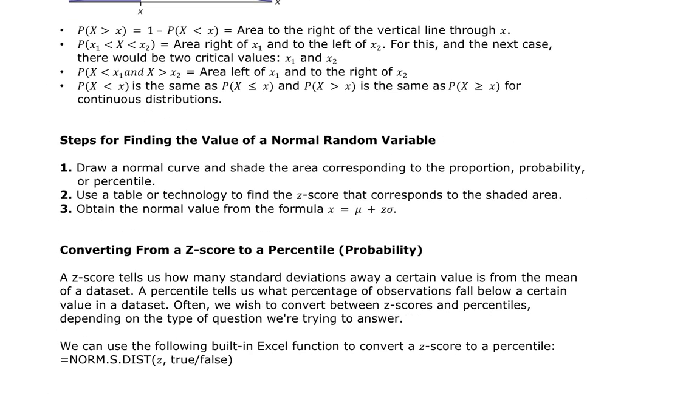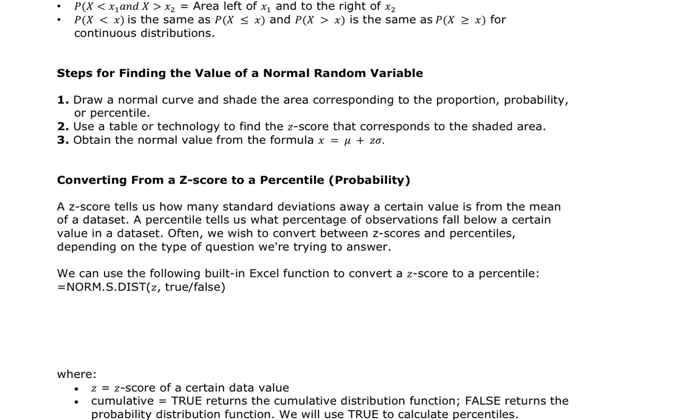We're going to be using the built-in functions in Excel. So the NORM.S.DIST, this is the standard normal distribution. That means my mean is 0 and my standard deviation is 1. So I'll use this if I know that my mean is 0 and my standard deviation is 1. And z is a z-score, so we've already calculated that. So we'll either be given the z-score or we'll calculate the z-score. And then we're going to either say true or false.